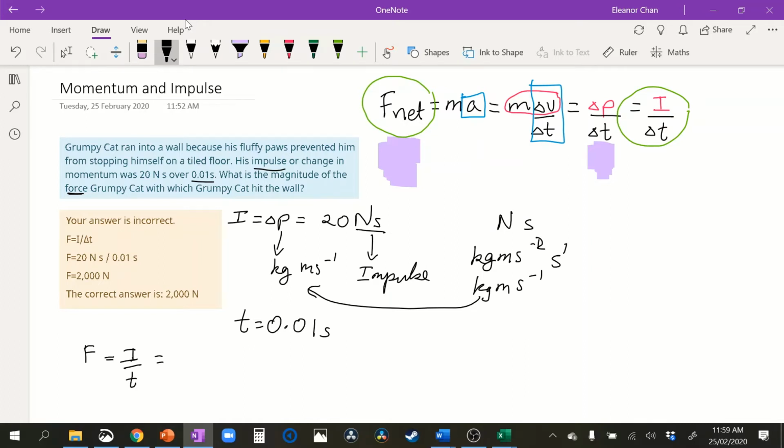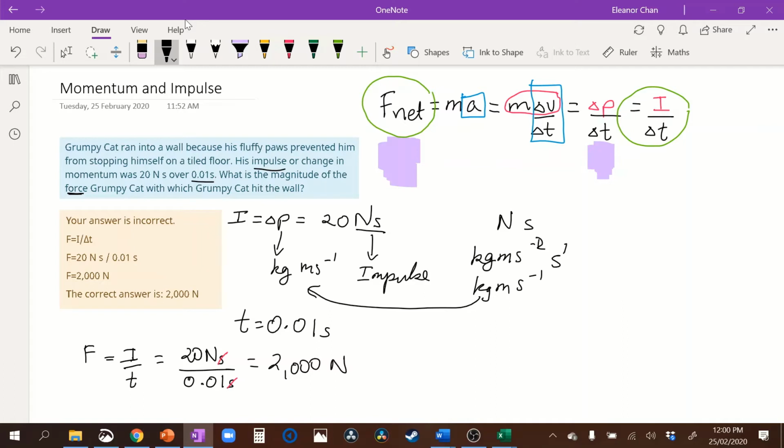So then our impulse was 20 newton seconds. We divide it by the time period, so 0.01 seconds. Our seconds will cancel out. And this answer will be 2,000 newtons.